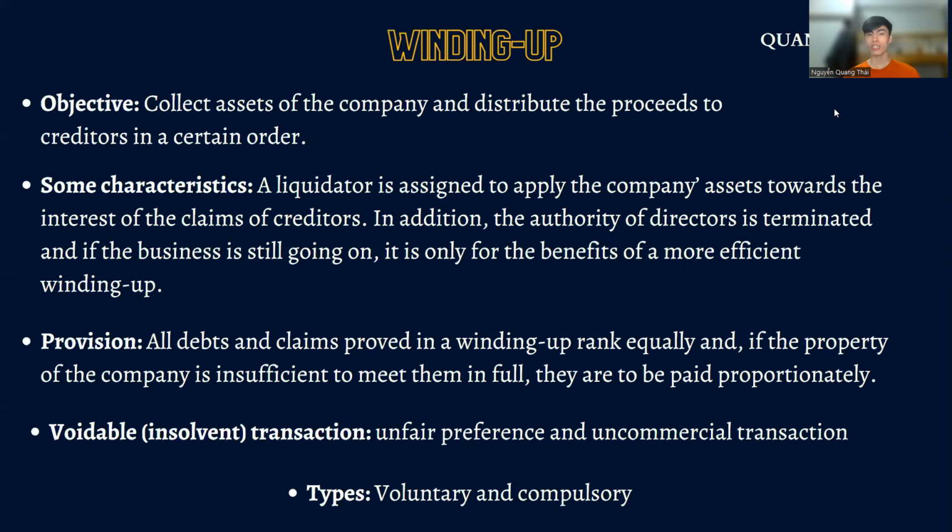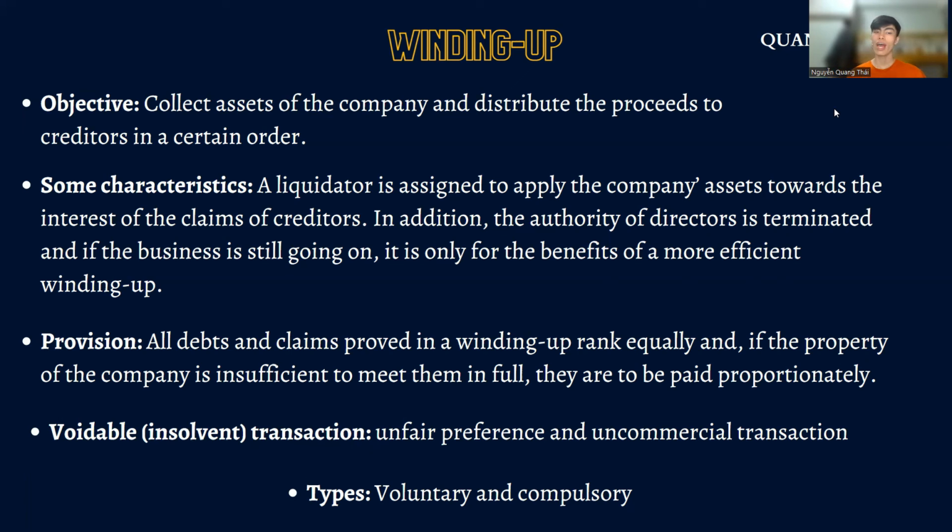So a liquidator is assigned to apply the company's assets toward the claims of creditors. In addition, the authority of directors is terminated, and if the business is still going on, it is only for the benefit of a more efficient winding up. And for the provision, all debts and claims proved in a winding up rank equally. And if the property of the company is insufficient to meet them in full, they are to be paid proportionately.